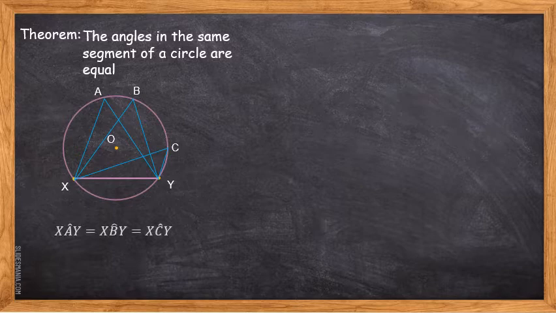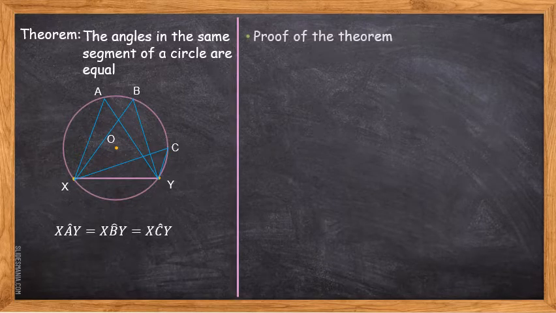Then according to this theorem, XAY is equal to XBY is equal to XCY. Right. Then we can use these for calculations as well as proofs. First, let's look at the proof of this theorem.